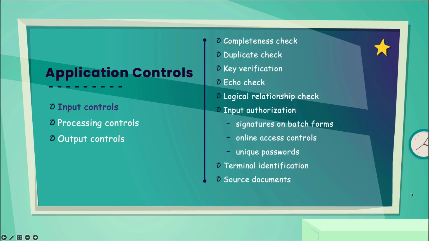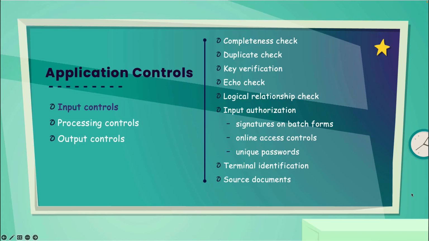So this is a duplicate check. Key verification, whereby the data is input twice and both inputs are compared for similarity, such as when you're creating your password, the application asks you to put your password twice in order to confirm its accuracy. Echo check is a check where the computer returns received data to verify correct reception of the data.